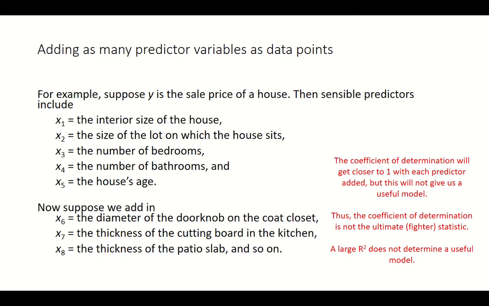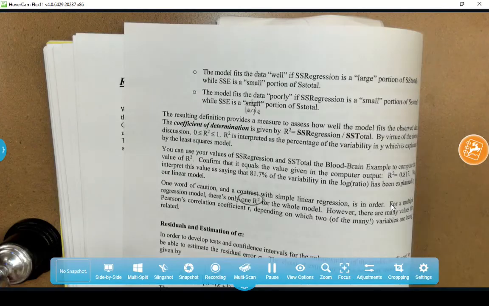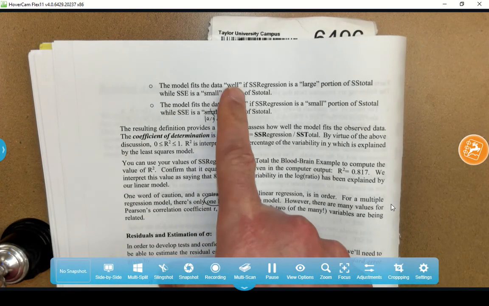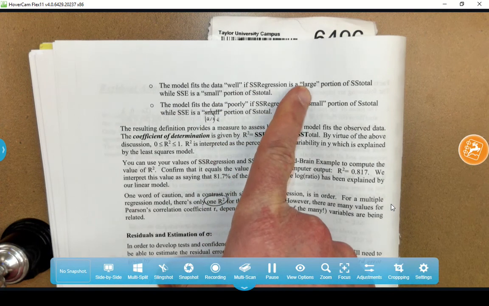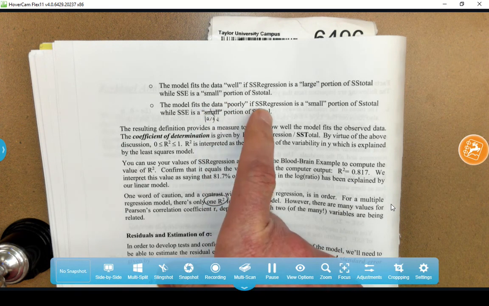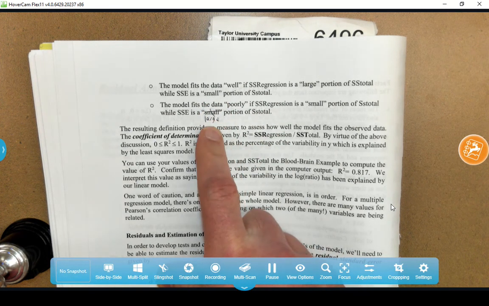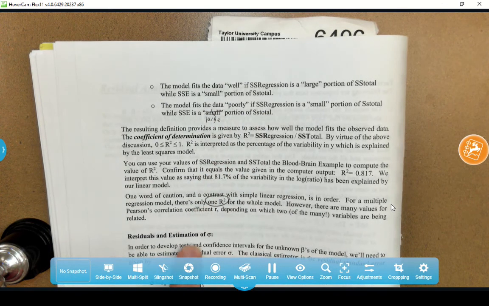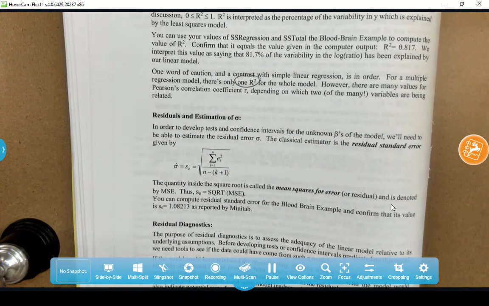However, it's not the ultimate statistic. A large r squared does not determine a useful model. So be aware of that. But just as a reminder, hopefully you made this correction. If SS regression is a large proportion, then the model fits pretty well if the SSE is, quote-unquote, a small portion. And the model fits the data poorly if the regression is small and the sum of square error is large. We went ahead and calculated the r squared throughout.